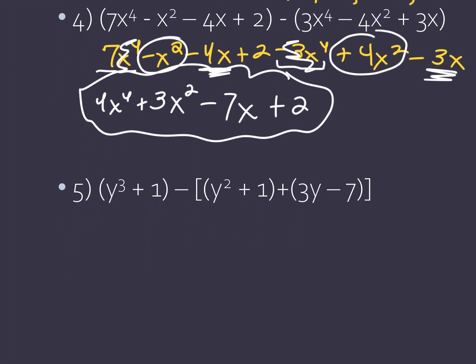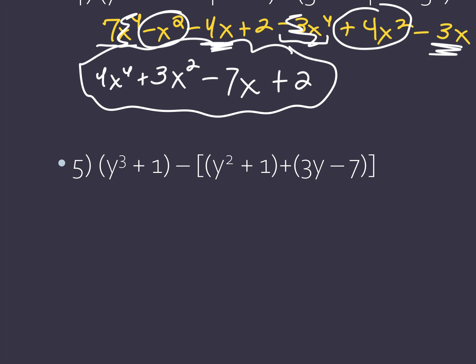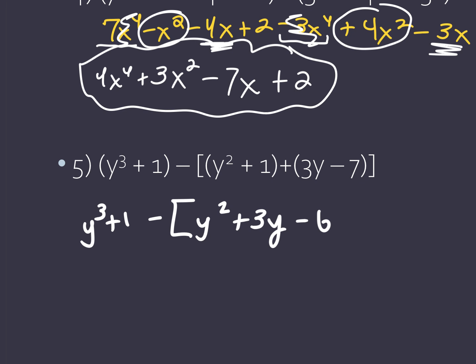All right, we get to a problem like number 5. Does anybody know where to start with number 5? Okay, we should start with the brackets. We need to work inside out. But what do I need to do first? Should I distribute or should I combine inside? Okay, let's work from the inside out. Let's combine inside. So I have y cubed plus 1 minus, then leave your bracket there. So I have y squared. Do you guys agree? Y squared plus 3y minus 6. You guys with me?